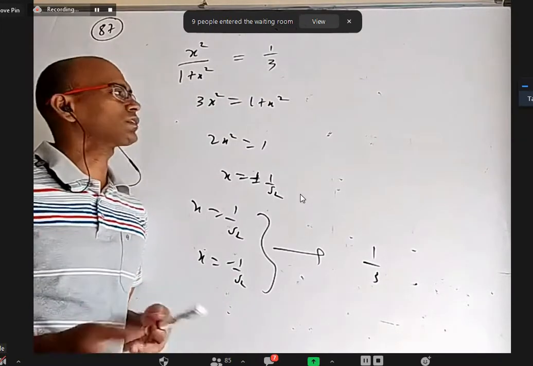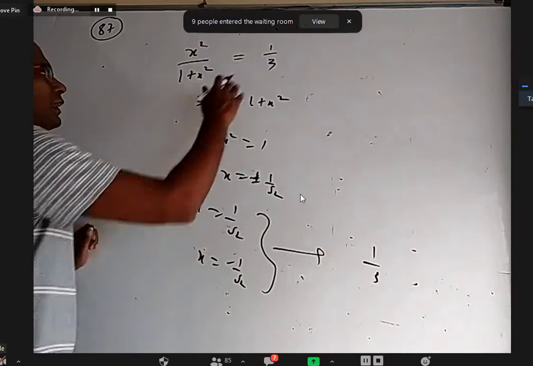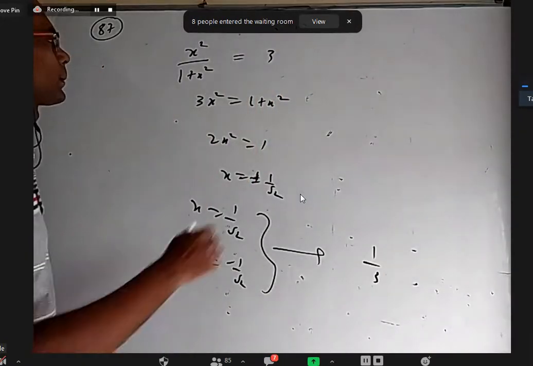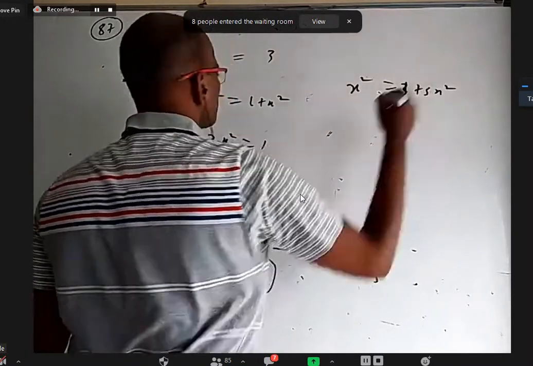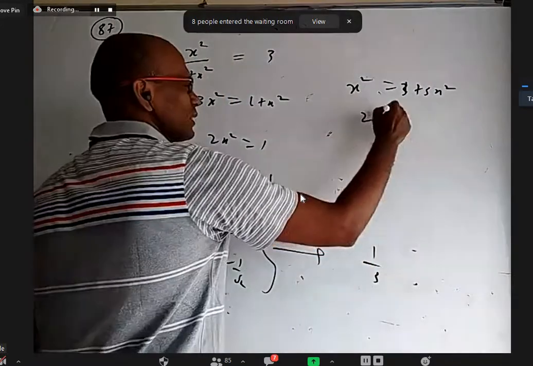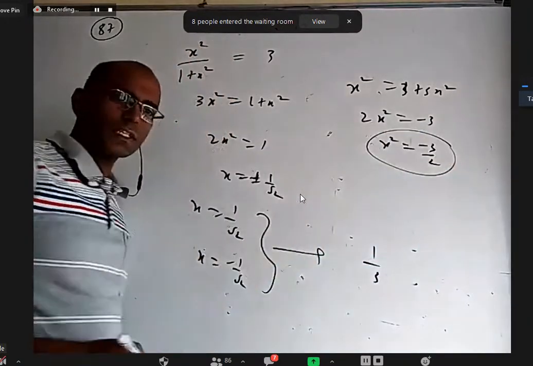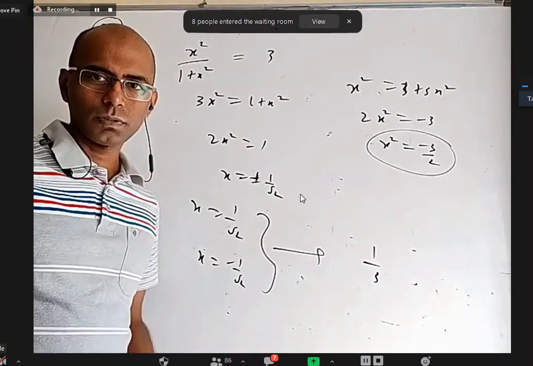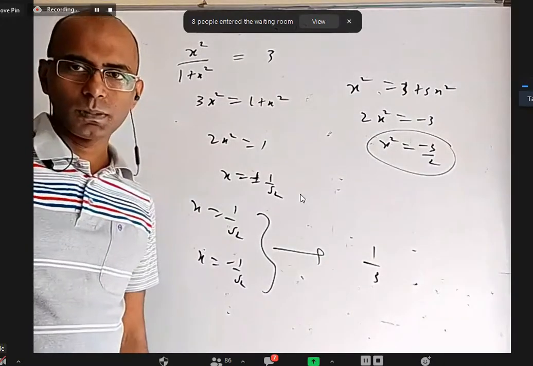If that input is not possible, how is it not possible? Let us take y equal to 3. Let us see what happens. We'll get x square equal to 3 plus 3x square. That is 2x square equal to minus 3, x square equal to minus 3 by 2. Is it possible to get an x value whose square is minus 3 by 2? No, sir. That's why 3 cannot be there in the range, right?